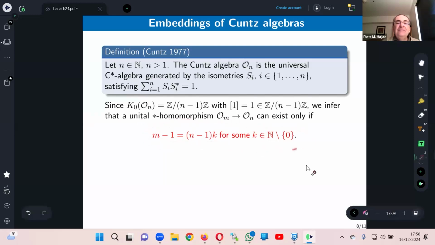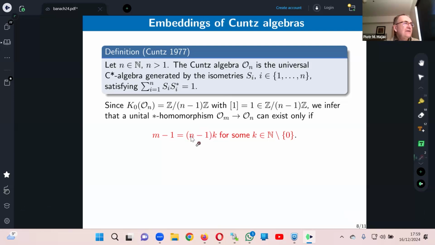Well, it's clear how we have it. You see, if I take the class of 1 in my OM C*-algebra, then m minus 1 times this one must be 0 in K0 of OM. So when I map it to the other side, since it's a group homomorphism, it also must be 0 on the other side. But to be 0 on the other side, when the congruence relation is modulo n minus 1, well, it has to be some multiple of n minus 1. Okay, so that's a necessary condition.